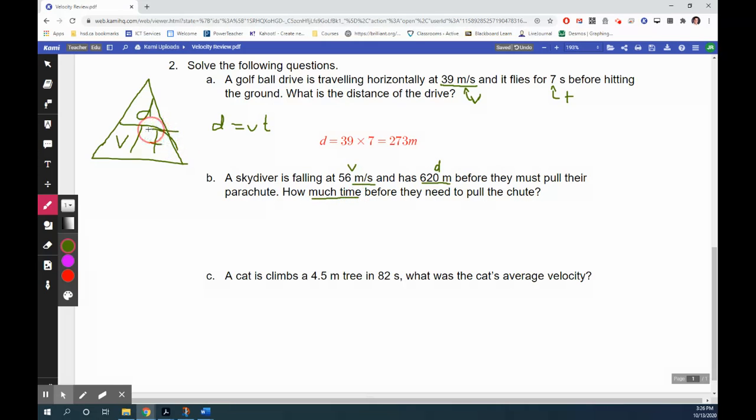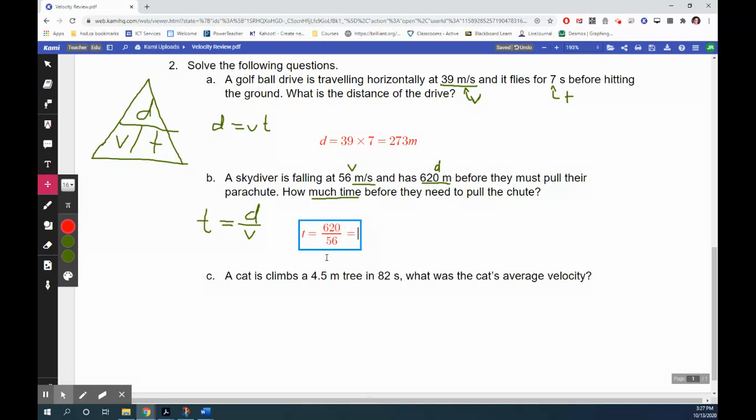So we are using the same triangle, and we're looking for T. And if we're looking for T, we're going to do D divided by V. So time is distance divided by velocity, because that's how it looks here, D over V. And so we do that, and what we are left with is time equals our distance of 620 meters divided by our velocity of 56 meters per second.